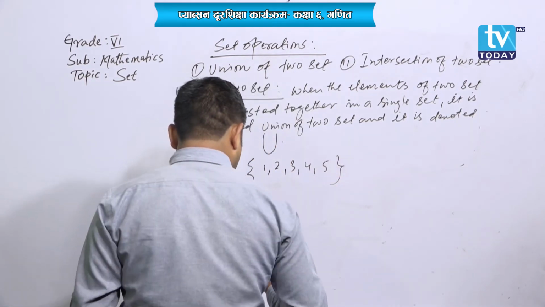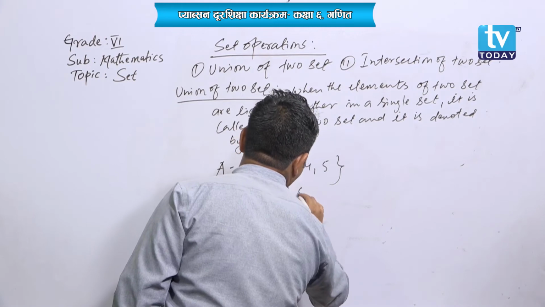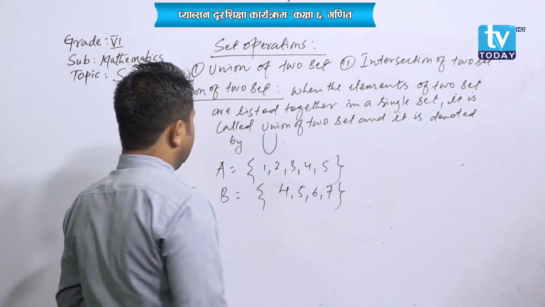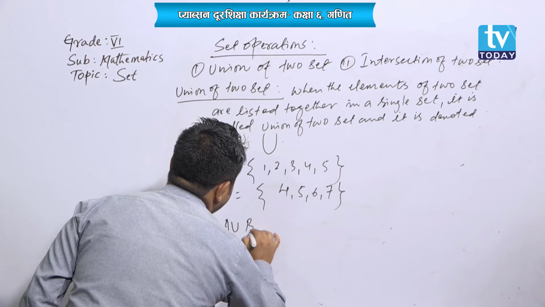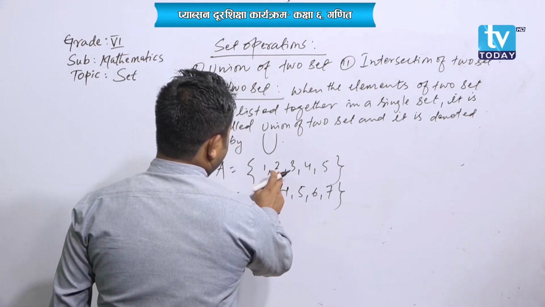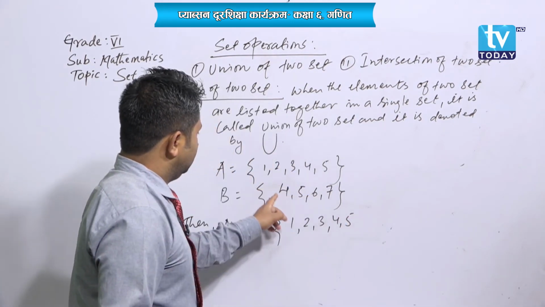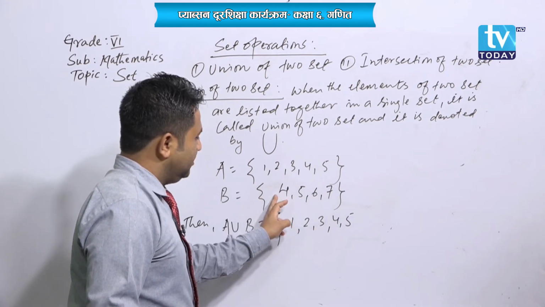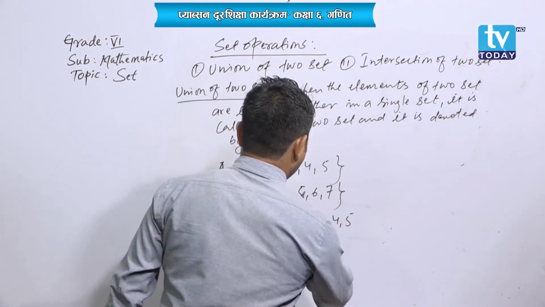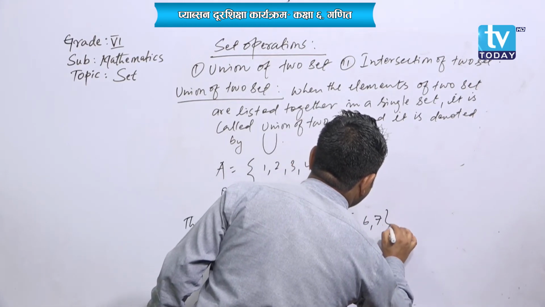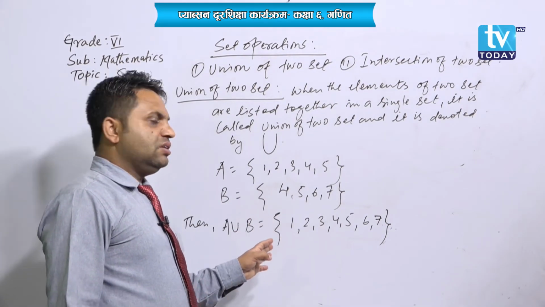A = {1, 2, 3, 4, 5}. Then B = {4, 5, 6, 7}. Then how to write A union B? Please write first 1, 2, 3, 4, 5. Now here there is no 1, 2, 3 in set B. 4, 5 are already written. Repeating elements, you have to write only once. So 6, 7. Is that clear? Repeating elements, you have to write only once.